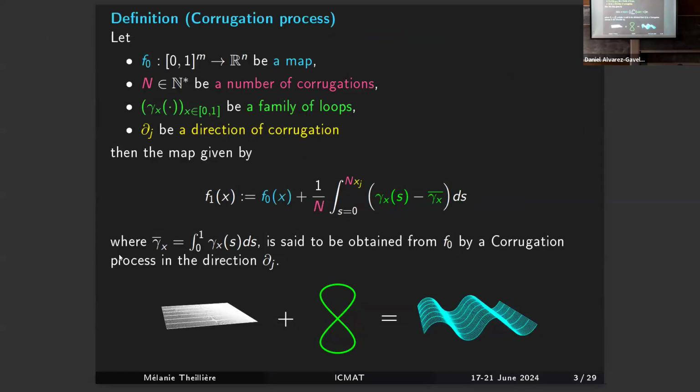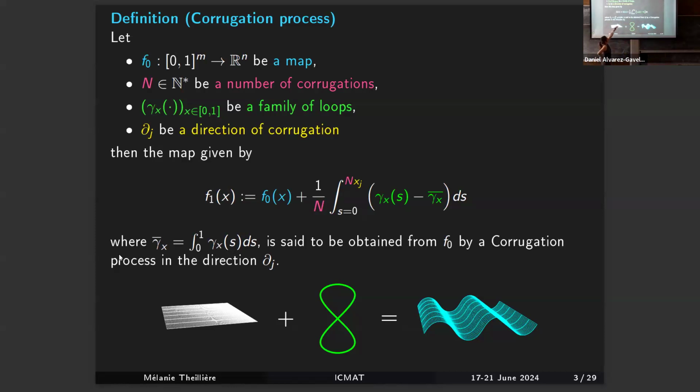So for the deformation, we need an explicit formula. So here's the formula in any dimension. So we still need an initial map, F0. We need a number of corrugations, which is not zero. Data which encode the shape of corrugation. So here is a family of loops gamma, and a direction where we do corrugation. So when we do oscillation, we need to choose a direction where we want to add corrugation. So if, for example, it's just the direction of x1. And we set the following formula.